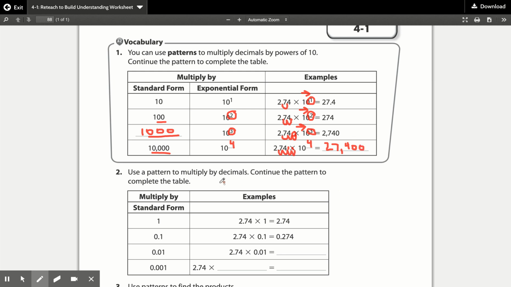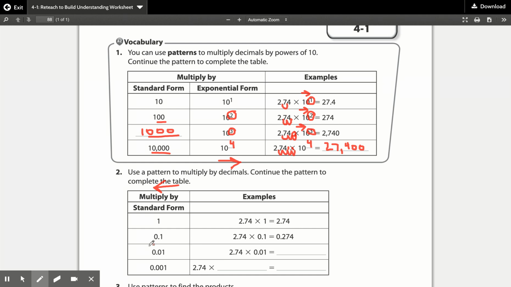So we can use this pattern to multiply decimals as well. The difference is when we're multiplying by decimals, instead of over here when we're multiplying by whole numbers, we were moving to the right. When we start multiplying by decimals, we're now going to move to the left. So if I'm multiplying by 1, you guys know anything times 1 is itself. So 2.74 times 1 is 2.74. I don't have to move anything because I don't have that 0 there.